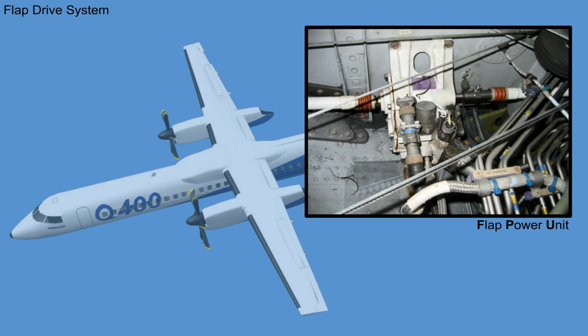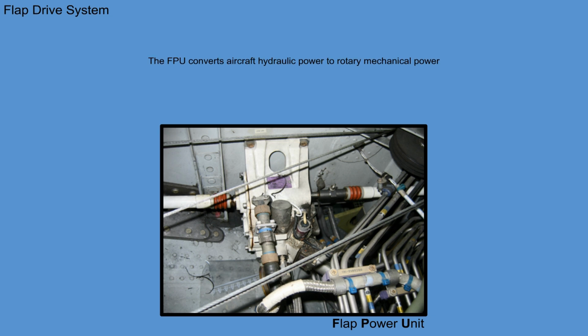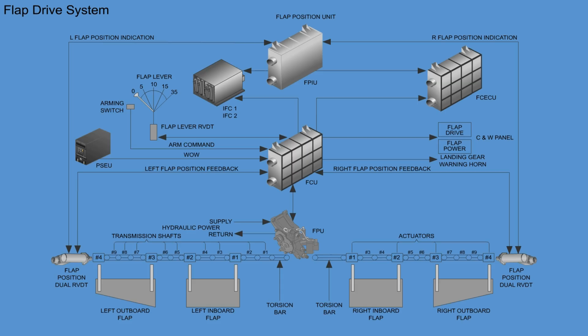The flap power unit, FPU, is located on the wing aft spar to the right of the aircraft centerline. The FPU converts aircraft hydraulic power to rotary mechanical power to operate the flap actuators, raising or lowering the flaps as selected. Hydraulic pressure is supplied from the number 1 hydraulic system to the FPU. A return line carries the hydraulic fluid back to the system reservoir.